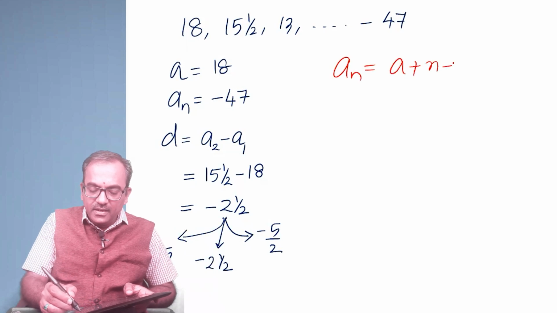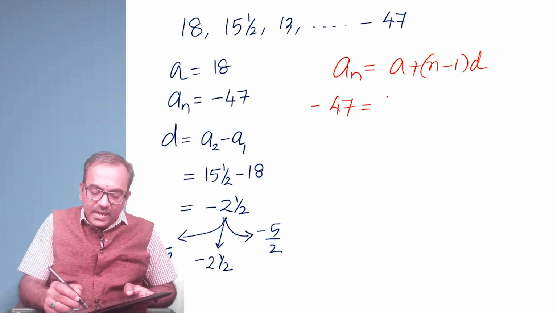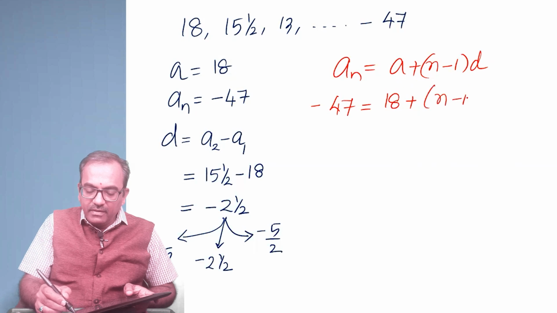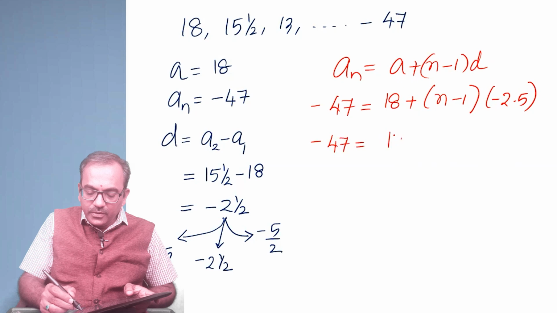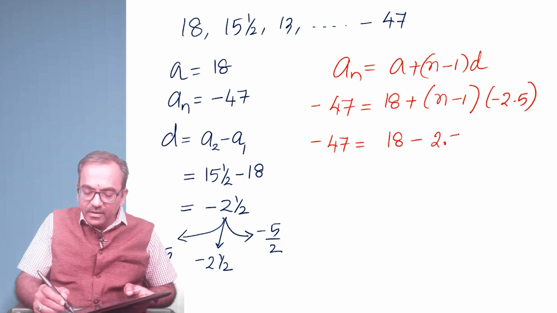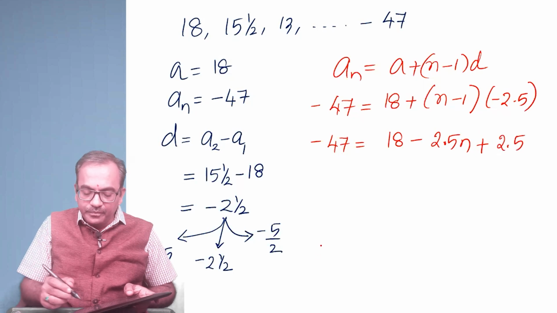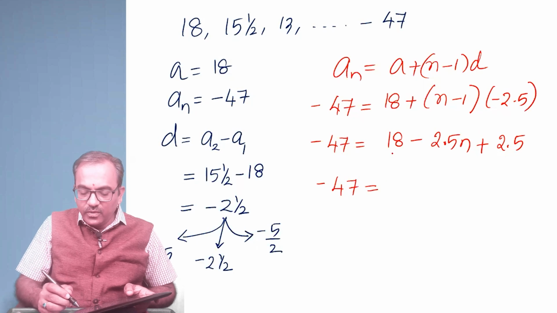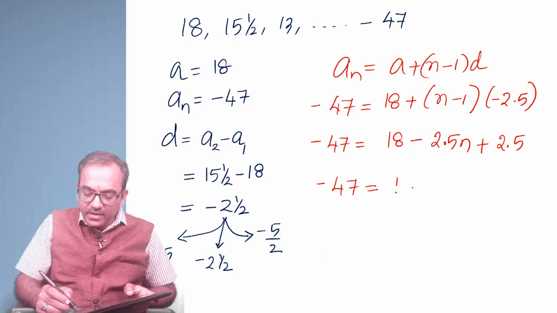Alright, now let's move on to the application of this formula. an is equal to a plus n minus 1 into d. an is minus 47, which is equal to a, that is 18, plus we need to determine the value of n. I will use minus 2.5 for d. Minus 47 is equal to 18 minus 2.5n, minus into minus, plus 2.5 into 1, that is 2.5. So minus 47 is equal to 18 plus 2.5, that is 20.5, minus 2.5n.